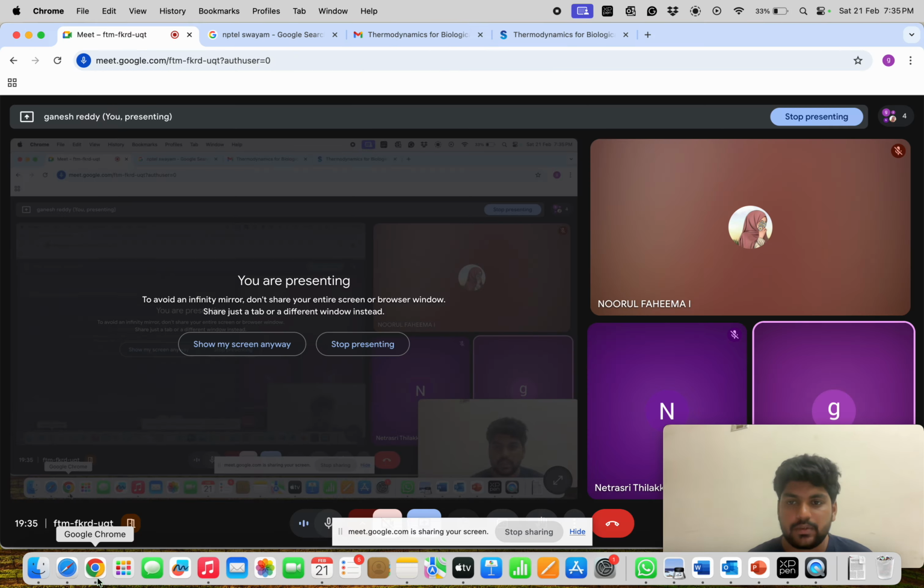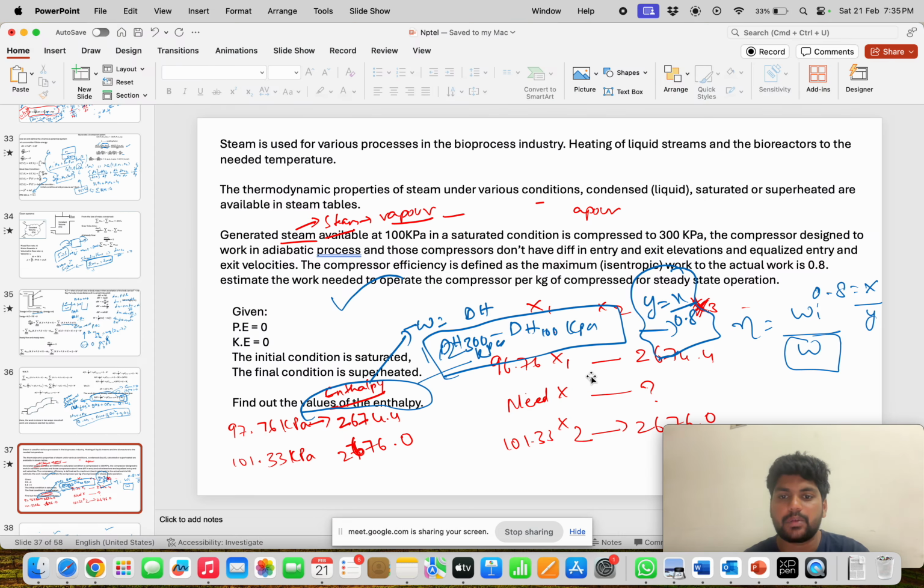Am I audible? Yeah. I think Fahima, you have a doubt, right? In the last class, how to calculate this: if I am given any saturated steam and steam under various pressures, various conditions, we need to go to Appendix E and search it. M equals m1 plus (x minus x1) divided by (x2 minus x1) into (m2 minus m1).